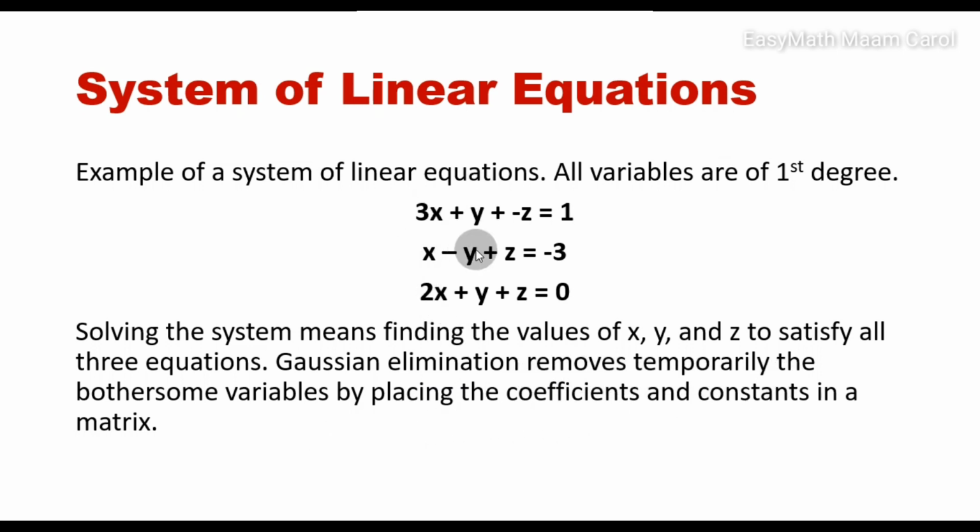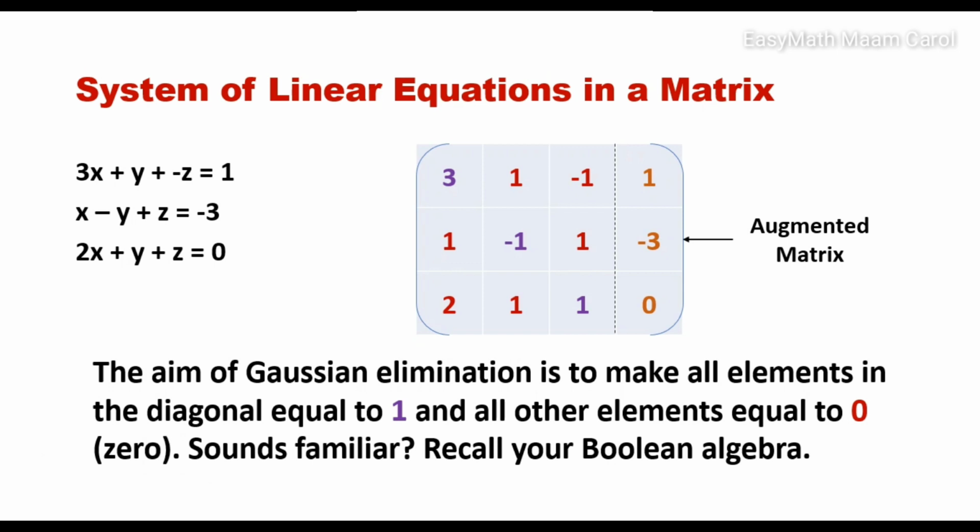Aalisin natin yung mga x, yung mga y, at saka yung z. Tapos, ang gagawin natin, we are going to place the coefficients and constants. Ito yung coefficients, yung nasa unahan ng mga variables natin. Yung sinasabing constants, ito yung nasa right side ng equal sign. So, ilalagay natin siya saan? Sa matrix. So, this is how it's gonna look like.